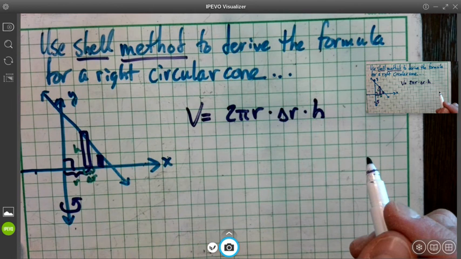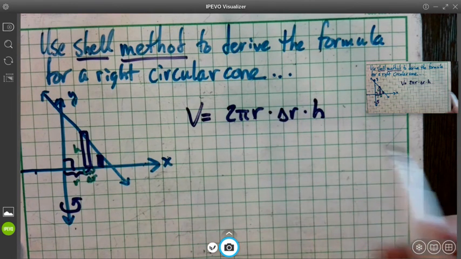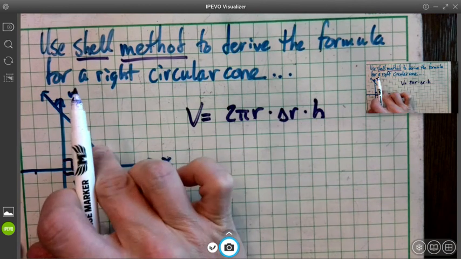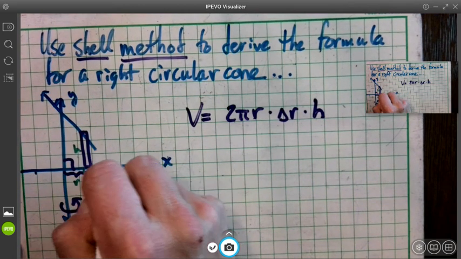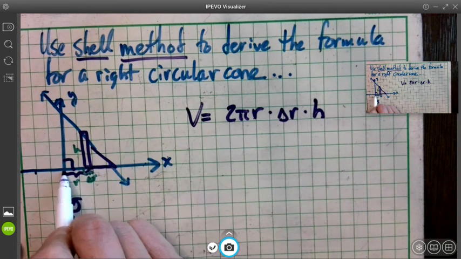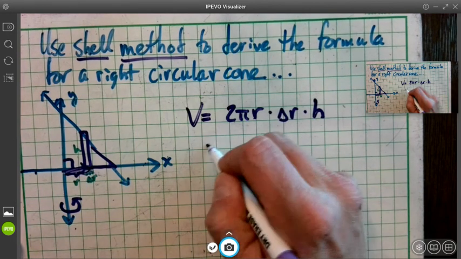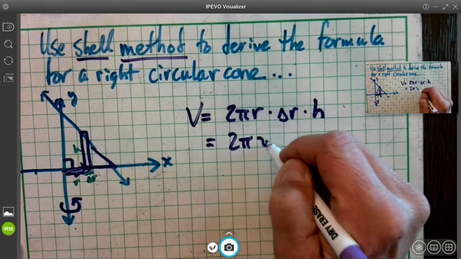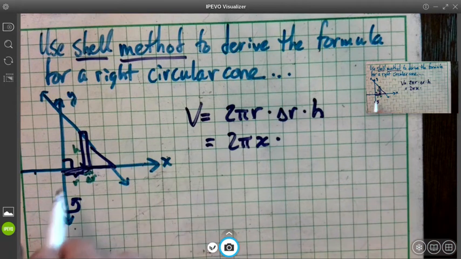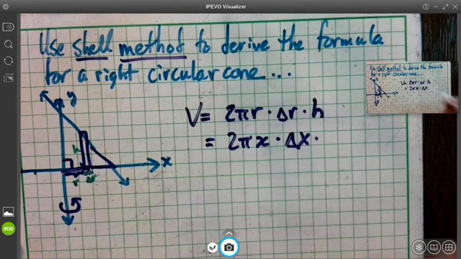So now all we need to do is figure out what we're going to put in for r's, delta r's, and h's. Okay, well, here's my slice. We're going to go back to it. So if my slice is right here, the radius is a horizontal distance that we don't know. A good thing to call that is x. Therefore, if I'm going to rotate these pieces around, if r is equal to x, then delta r has to be equal to delta x. Okay, so that's pretty cool.